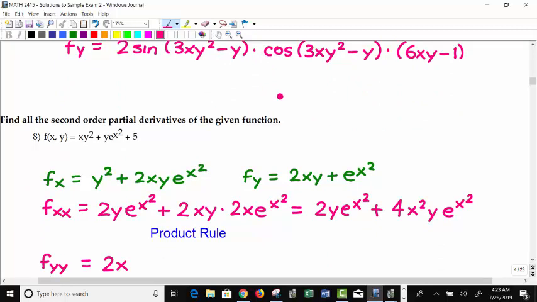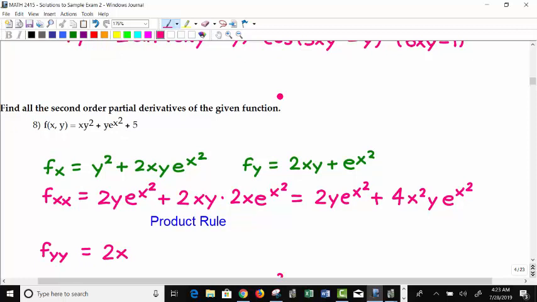Okay, number 8. Now we have second order partial derivatives. Of course, you can't get to the second without the first. So we have to do the first derivatives. So let's see what the f_x will look like. The derivative of xy squared with respect to x would be 1, so it's just y squared.